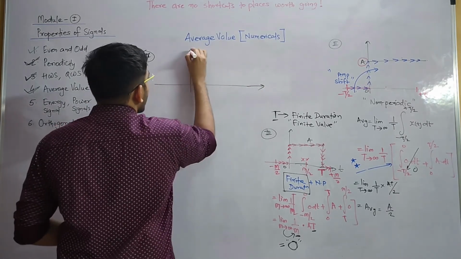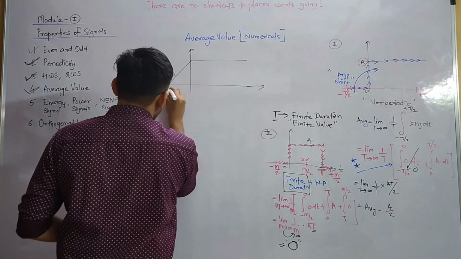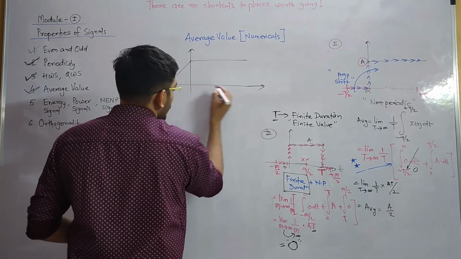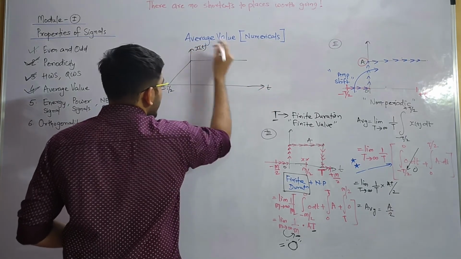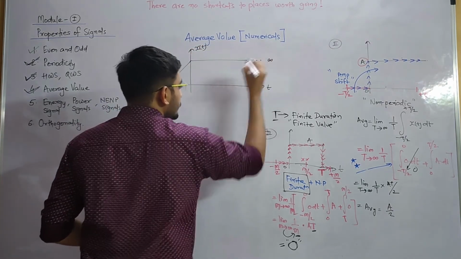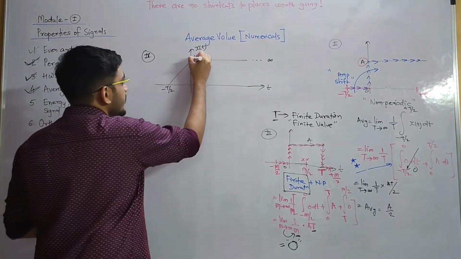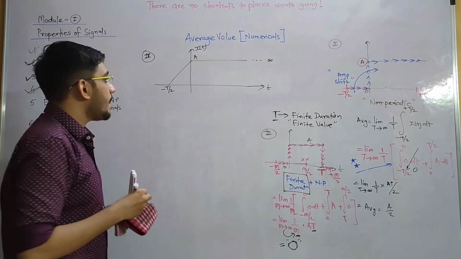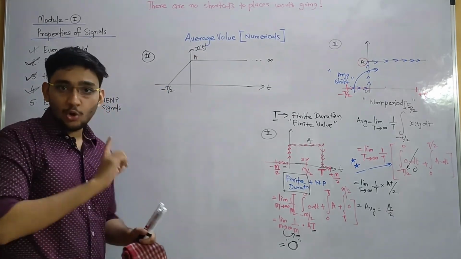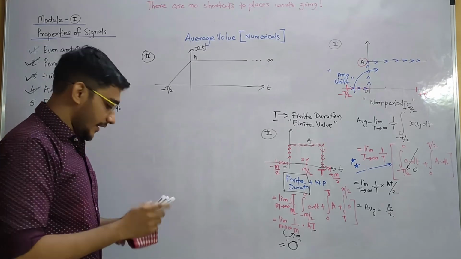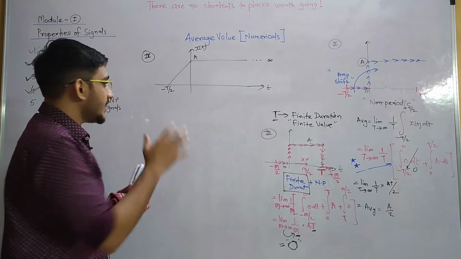See, I have a signal which looks something like this. Okay, this is from minus T by 2 to T, this is x of t, and this is going to infinity. Now let's say this amplitude is A. Now we are strictly going to use the properties. No conventional way of solving this. Strictly we are going to use properties. Now just look at this carefully.